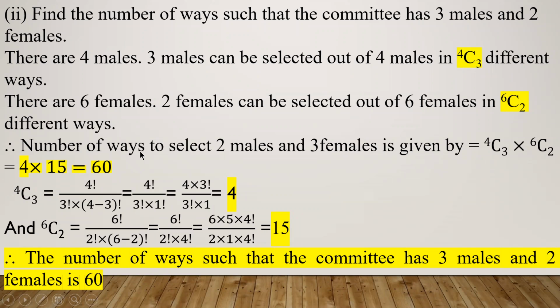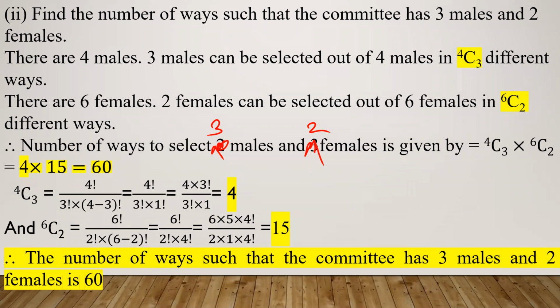So the number of ways to select 3 males and 2 females will be given by 4C3 into 6C2. Here what are we applying? The fundamental principle of counting. Recall, what is that principle? If one thing can be done in m different ways, another thing can be done in n different ways, then together both the things can be done in m into n different ways.